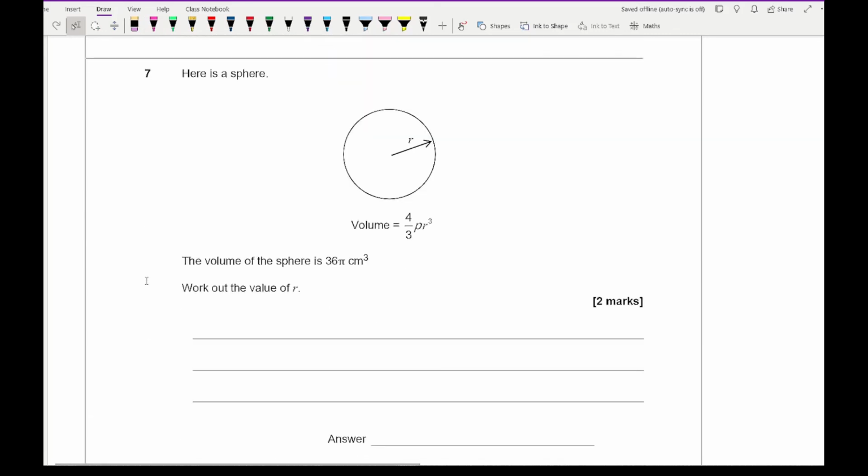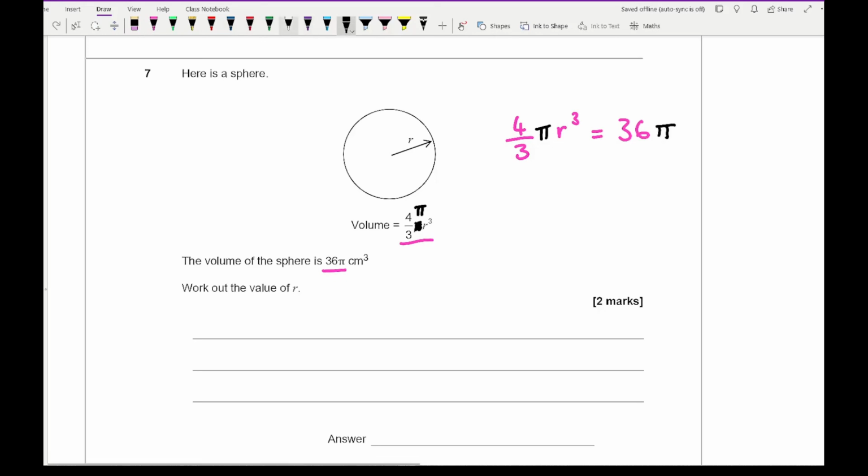Then moving on to our last question, it says here is a sphere, and we've got the formula for the volume of a sphere. It says the volume of the sphere is 36 pi centimetres cubed. Work out the value of r. So what we need to do is make this formula equal to this. So here I've got 4/3, and then pi, and then r cubed equals 36. Now, I'm reckoning that the p shouldn't be there, and that's basically representing pi. So let me just get rid of that and swap that for pi. If it's come out on your printout or on your screen, it should be a pi there.